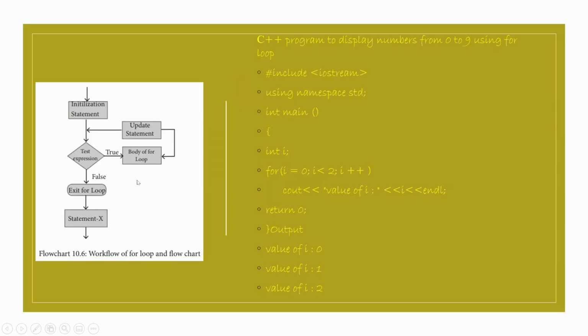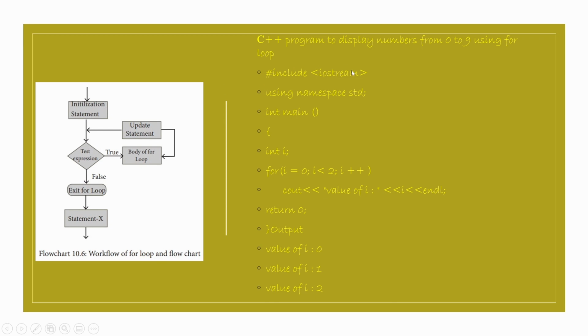So what is the path of execution? How does this work? First, initialization, and then the test expression. That means the condition will be tested. If it's true, we enter the body of the loop, and after the execution of the set of statements, the variable will be updated, and then again the test expression, and so on. If it's false, we get out of the loop and execute the next statement.